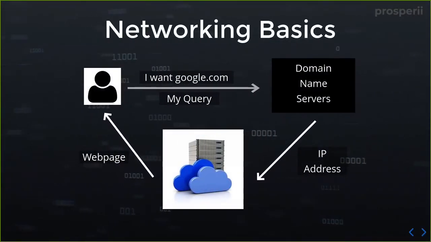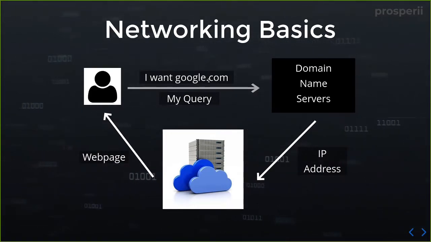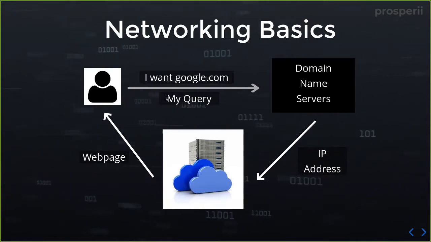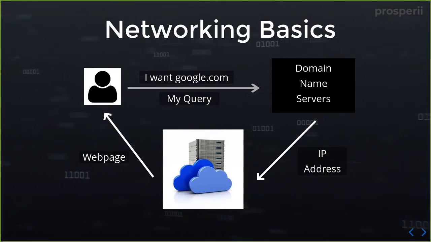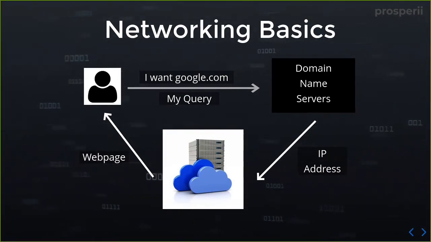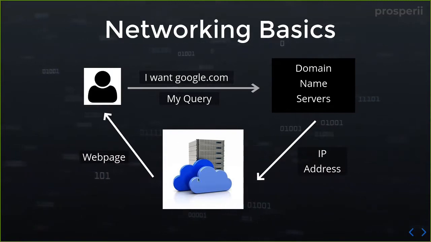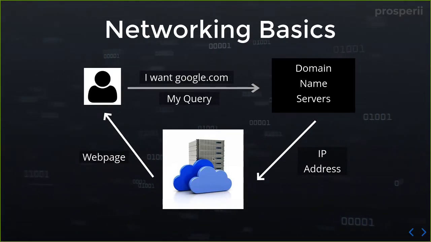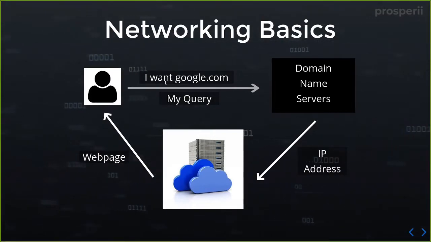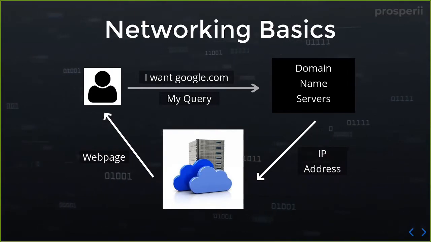First of all, we have some basics of networking. Let's say I am a user and in my browser I type in google.com. This is a query which I have created. Now I want google.com, so this is my requirement. This google.com is passed to something called a domain name server. Domain name servers are servers on the internet which contain a list of IP addresses. There is no place on the internet called google.com, but there are places which are identified by an IP address. So if I want google.com, I tell the domain name server that I want google.com. Then the domain name server gives me an IP address.